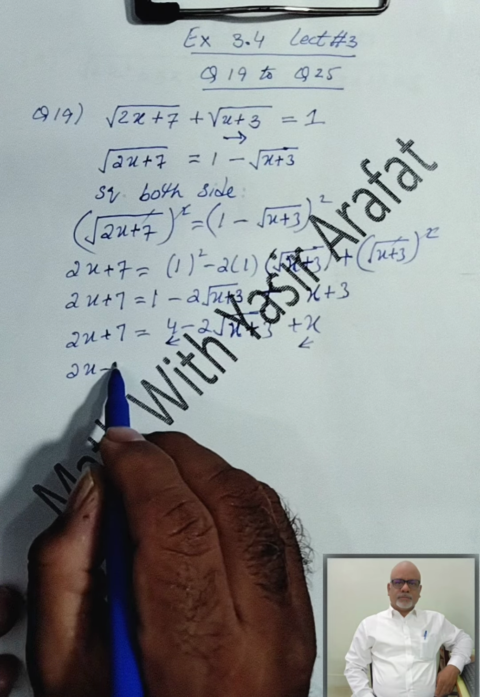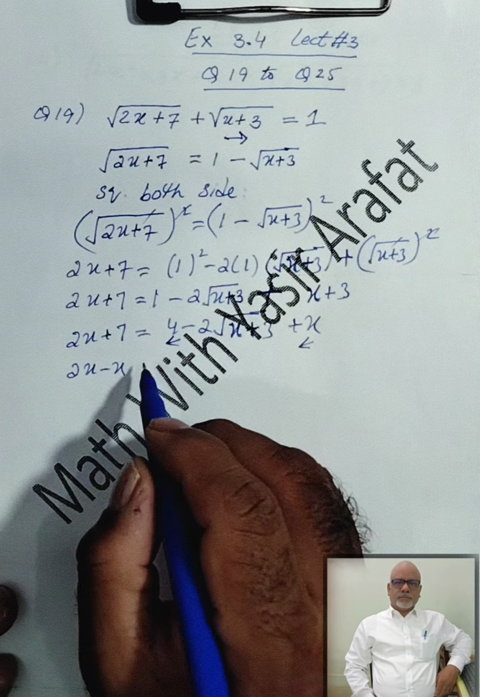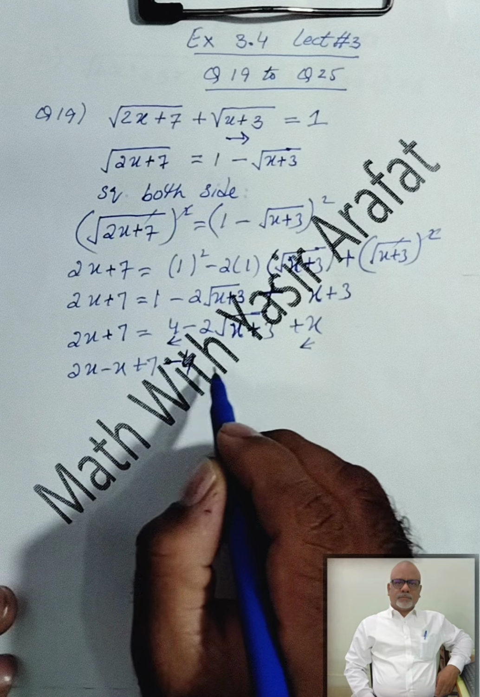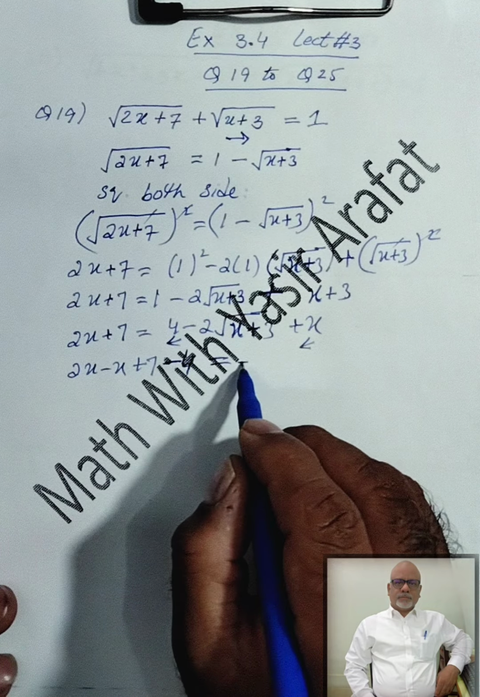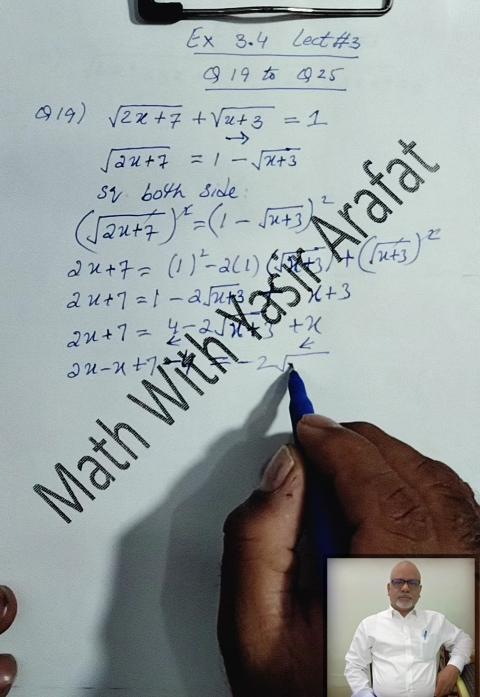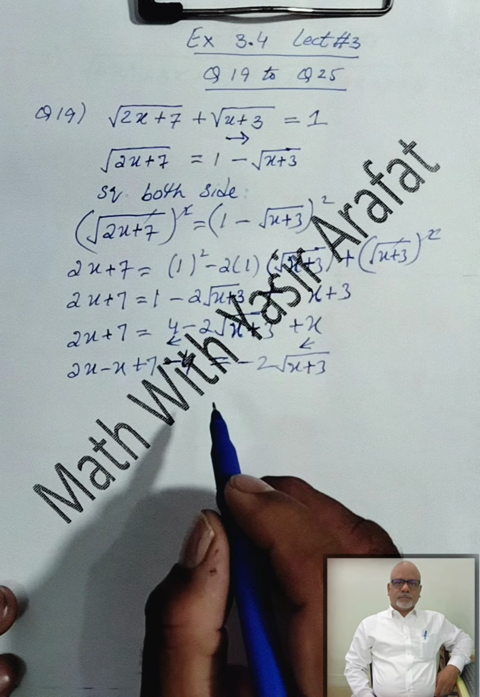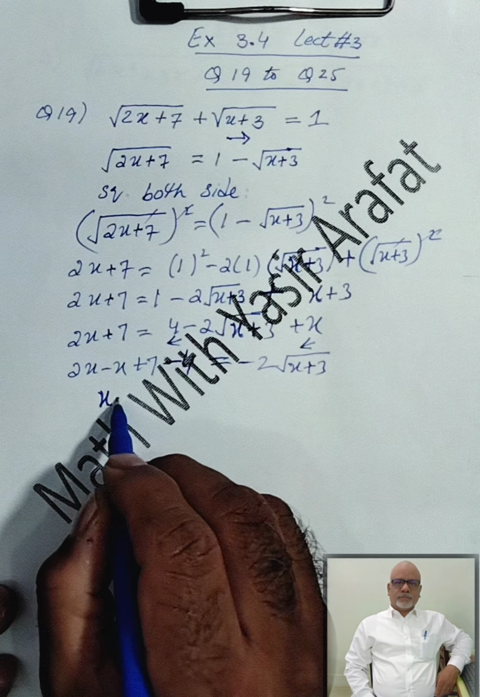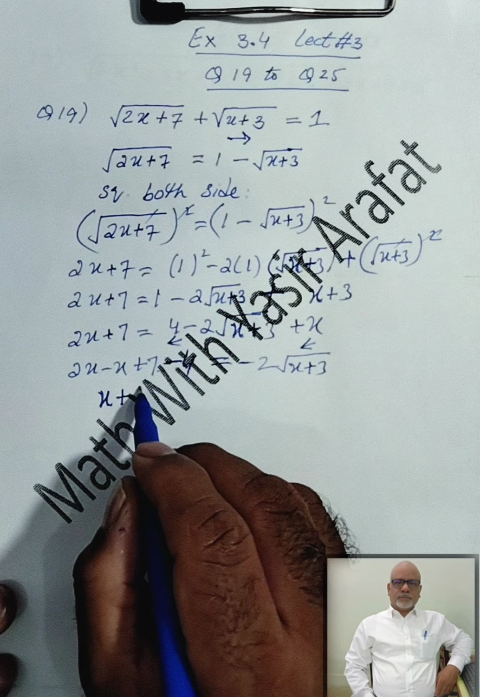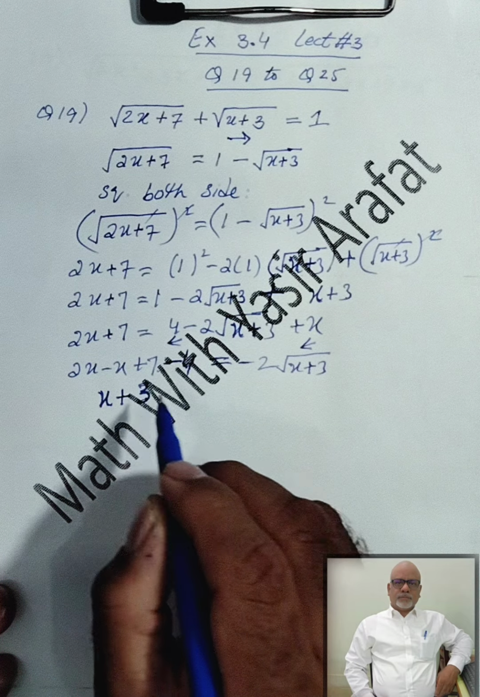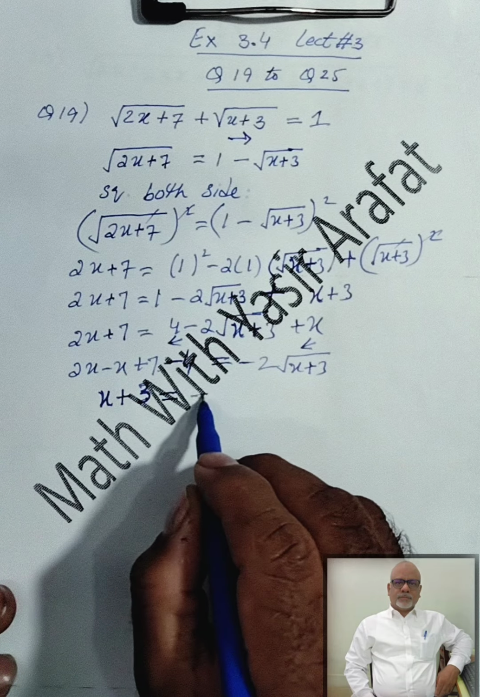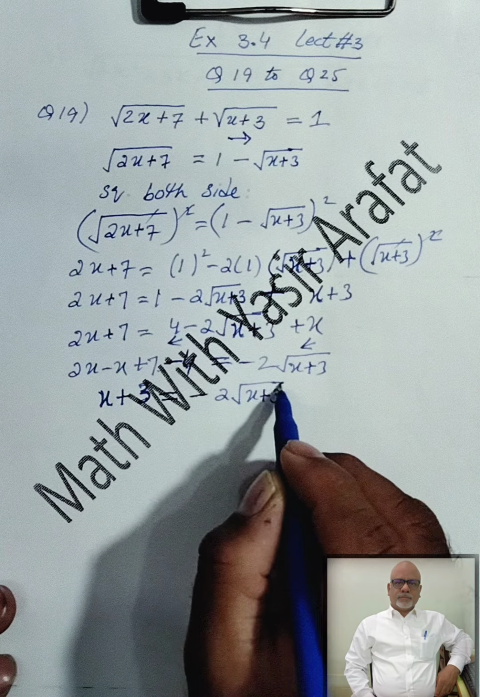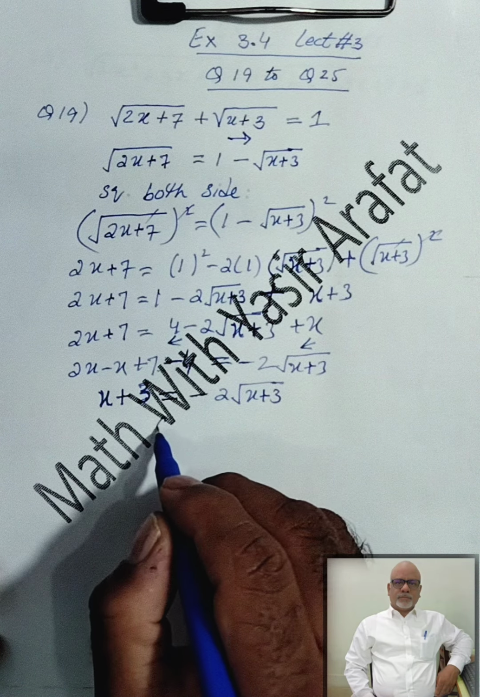So this is 2x minus x, this plus x we have to shift it here, plus 7, this is minus 4, that is equal to minus 2 of radical x plus 3. So x plus 7 minus 4, that is 3, equals to minus 2 times radical x plus 3. Now again squaring both sides.